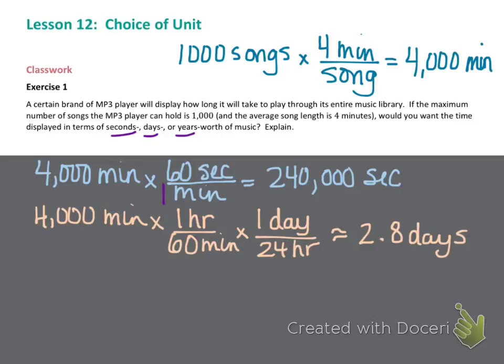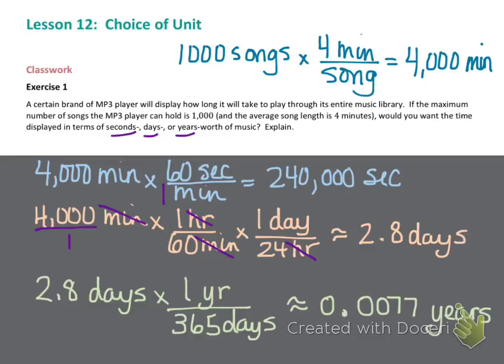All right, so what is 2.8 days? What is that in years? Well, let's look at that. So 2.8 days, in order to get that number in years, I'm going to divide by 365, or I can think of it as multiplying by this unit fraction, or conversion factor here. 1 year over 365 days is equal to 0.0077 years.